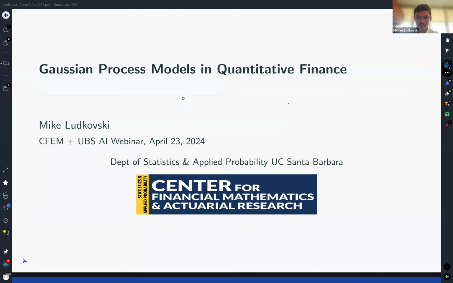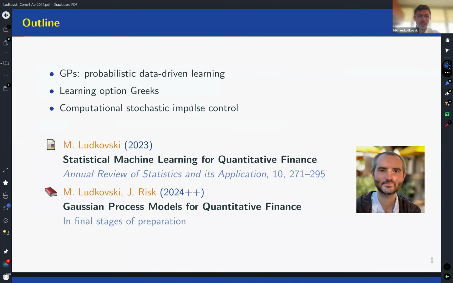This talk has the following structure. I will start with an overview of GPs, Gaussian processes, which is a very broad ecosystem. I'll give a quick overview of what it's about, and also highlight the applications to finance. This is a plug for a manuscript we have just submitted for a short book, with the same title: Gaussian process models for quantitative finance, joint with Jimmy Risk, a former student who is now at Cal Poly Pomona. Last year, I also had a review article titled Statistical Machine Learning, broader than just GPs, in the Annual Review of Statistics and Its Application.